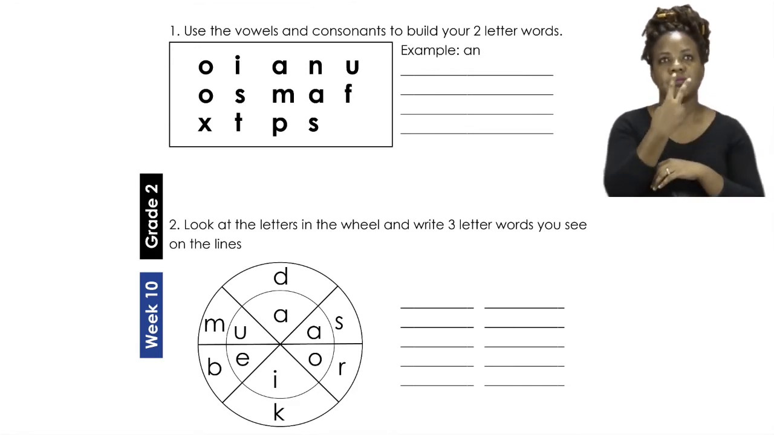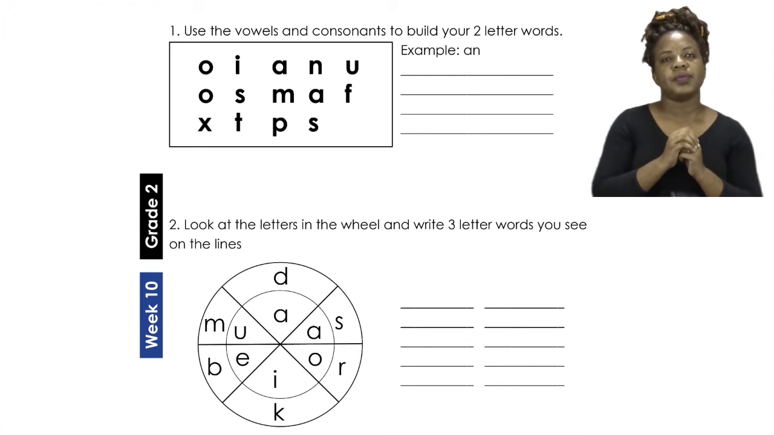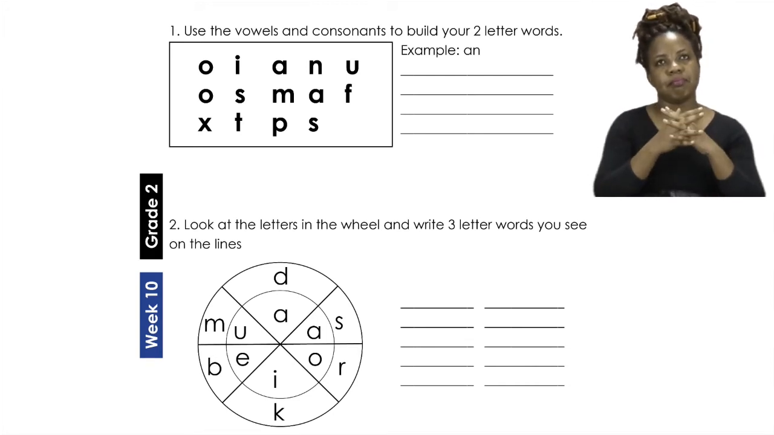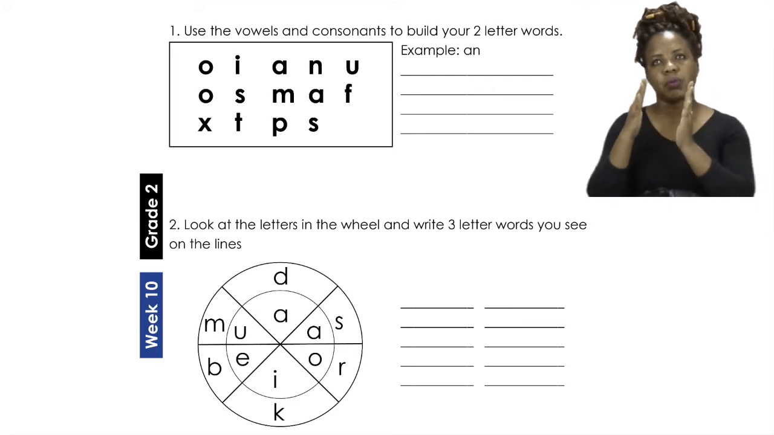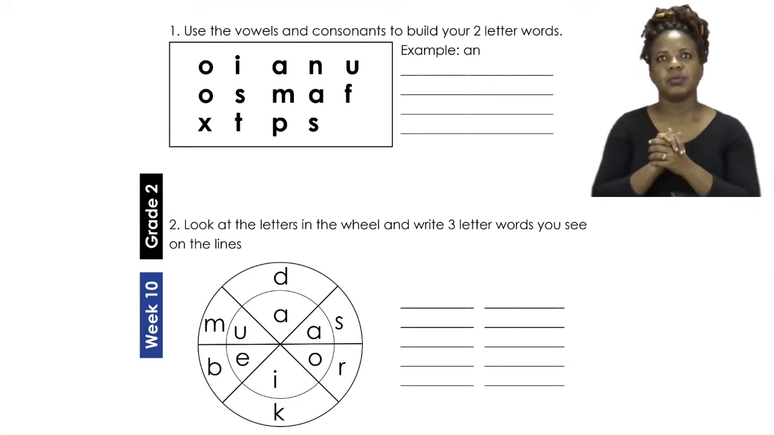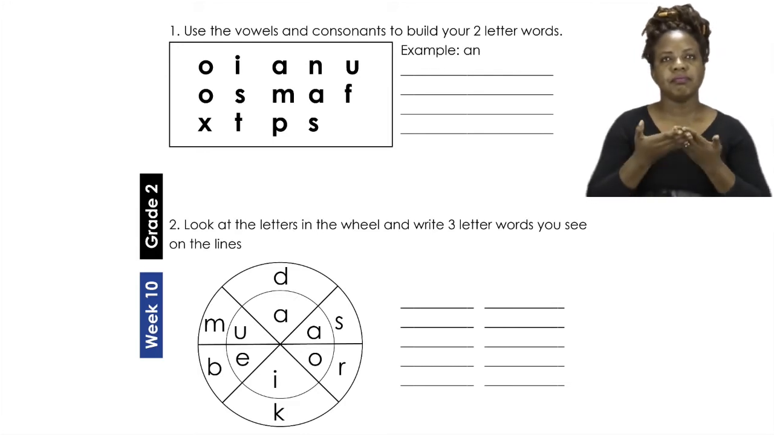Now for number two, you're going to look at the letters in the wheel and you're going to write three-letter words you can see on the lines. So that means that you need to fill up those lines with three-letter words. I'm going to help you find two of those three-letter words. Let's take a look at the board.